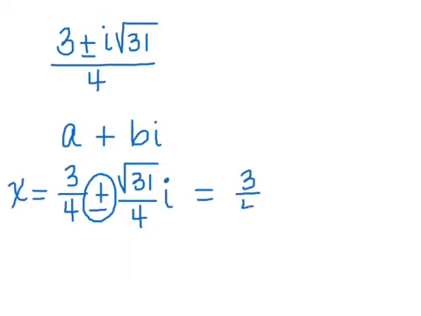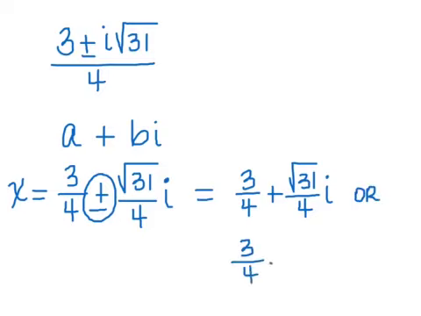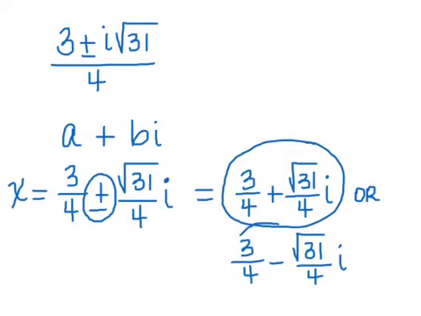It's either 3/4 plus the square root of 31/4 i, or 3/4 minus the square root of 31/4 i. And these are technically in the correct complex number form, and those are two separate answers that you could write for x.